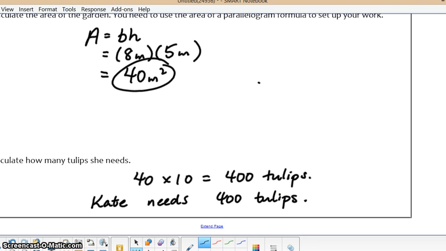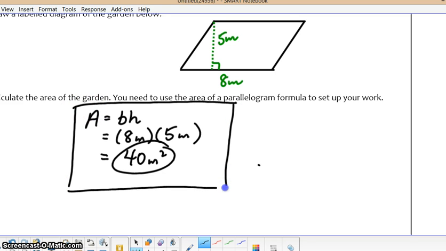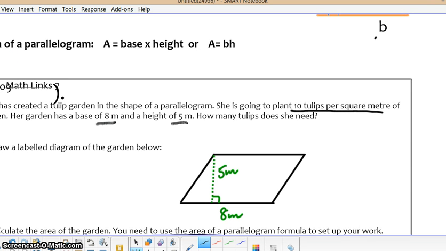So just a reminder again, please make sure that whenever you are calculating anything that has a formula, you always show the formula. You start off with the formula, you show the substitution, circle your final answer, and don't forget your units. Now for bigger numbers, if you need to do your calculation off to the side, you can. The area of a parallelogram, again, and this is something that you should memorize eventually, is A equals base times height, or A equals BH.